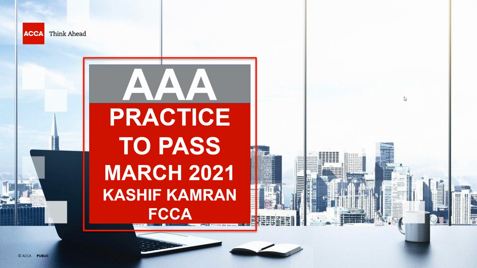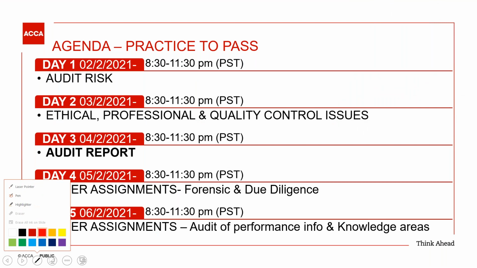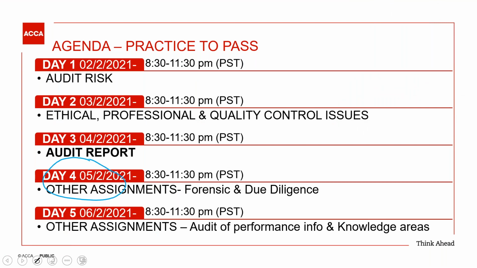Now, today is the day 4, another very exciting day because we are discussing another very important area, which is basically the other assignments. Now, other assignments is a very, very important area. It's a regular feature of your exam paper and it contributes significantly to your success in the AAA paper. I will be discussing them today and even tomorrow. On the day 5 also, we have other assignments alongside the knowledge areas. So it is a continued topic which will start today and will end tomorrow.